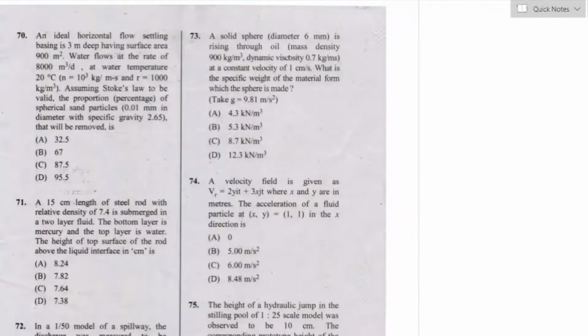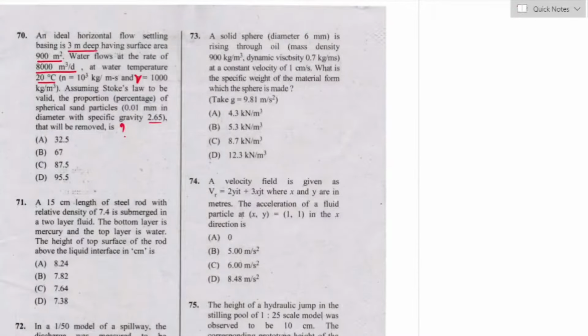Question number 70. An ideal horizontal flow settling basin is 3 meter deep, having a surface area of 900 meters square. Water flows at the rate of 8000 meter cube per day at water temperature of 20 degrees Celsius. Mu is equal to 10 to the power of minus 3 kg per meter second and unit weight is equal to 1000 kg per meter cube. Assuming Stokes' law to be valid, the proportion of spherical sand particles 0.01 mm in diameter with a specific gravity of 2.65 that will be removed is. So we have to determine the percentage of removal.